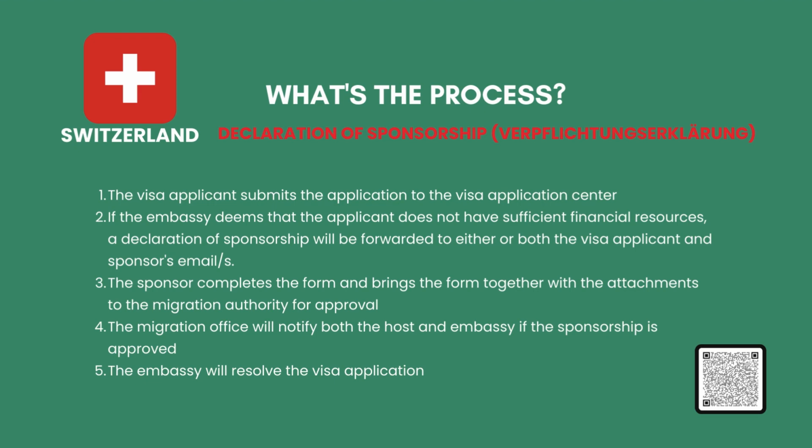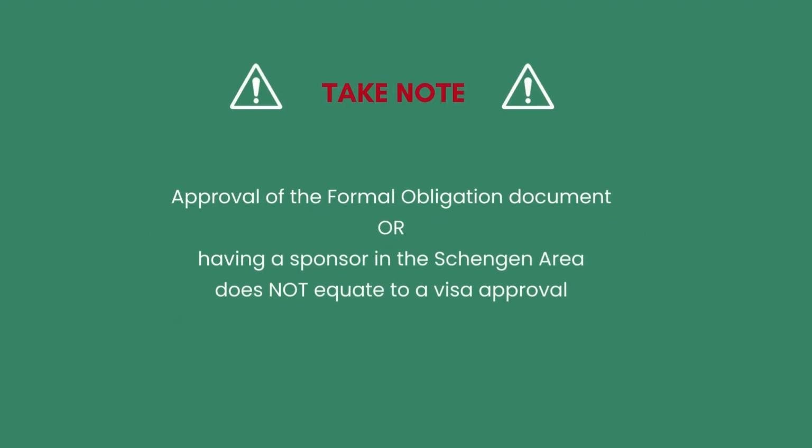Now, do take note that the approval of the formal obligation document or having a sponsor in the Schengen area does not equate to a visa approval because the embassy will still assess your other documents. So if you have any questions on how to proceed with getting the formal obligation documents in any of the Schengen states, you can contact the migration office, the embassy, if the embassy is involved, or you may send me a message.